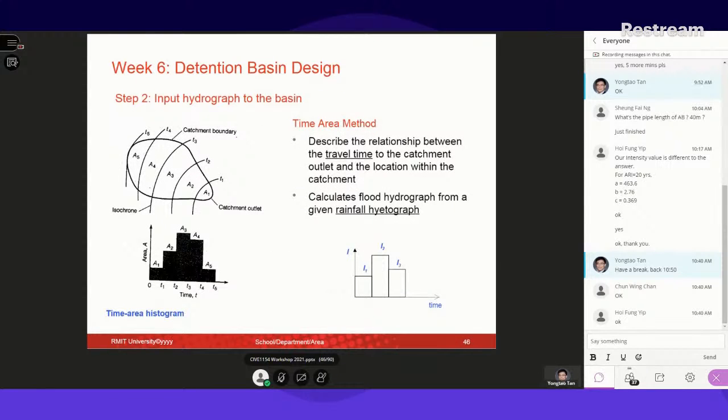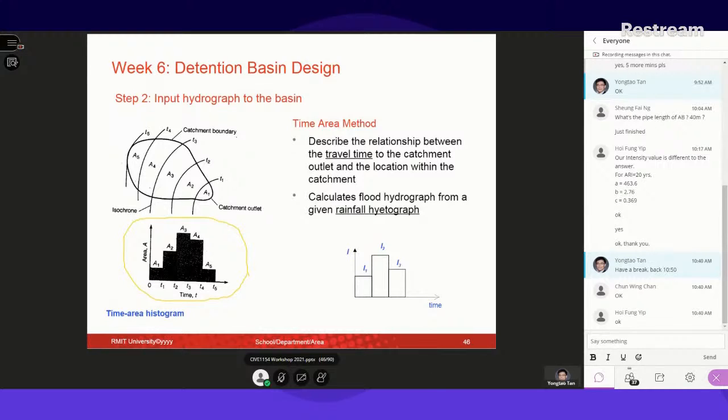Now, step 2, we need to get the input hydrograph. Normally the time area method is used to determine the input hydrograph. Here you can see the figure. This method is used to calculate the inflow hydrograph from the rainfall hydrograph. What is the rainfall hydrograph? This is the rainfall hydrograph, meaning the temporal intensity of the rainfall.